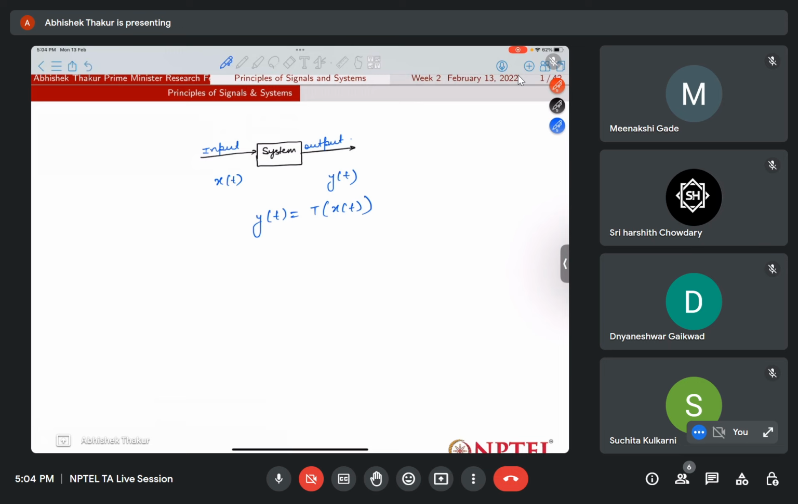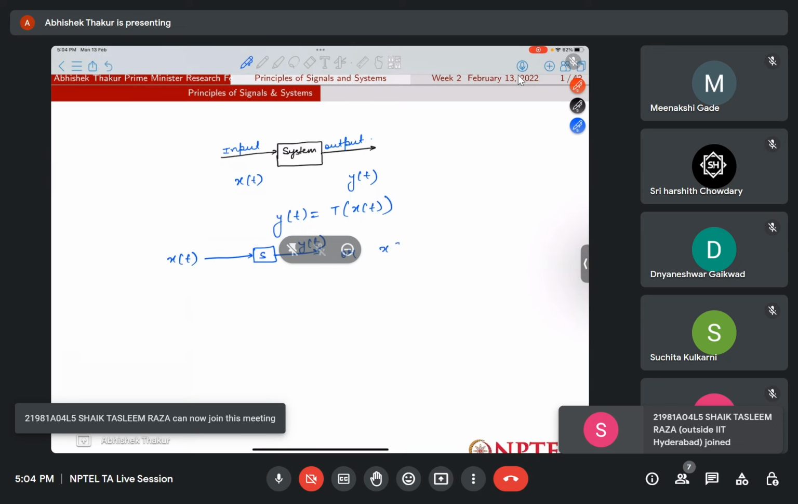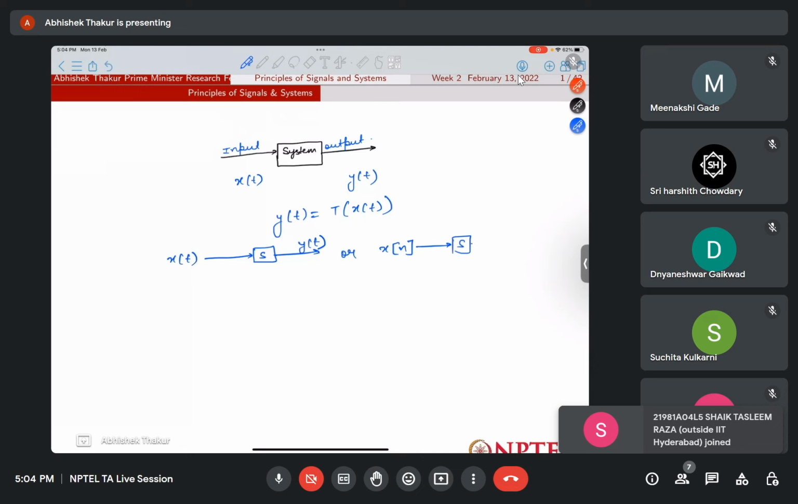A system can be discrete time or continuous time. For continuous time, here it will be T. For discrete time, we can write it as: when we give the input x[n], we will get the output y[n]. First, we'll discuss the definition and theory a little conceptually, and after that we'll solve lots of questions that will be helpful according to the GATE examination.